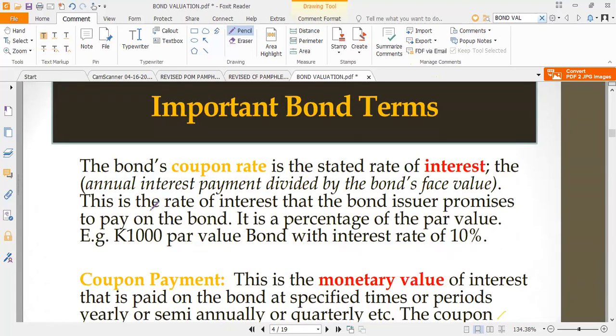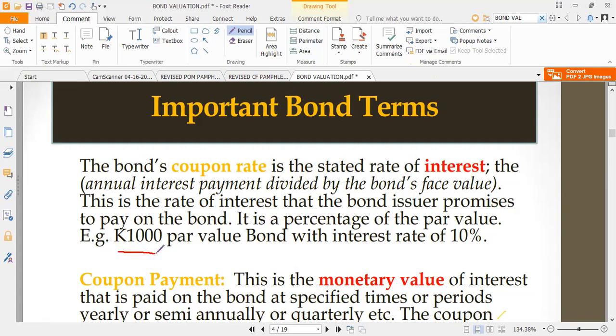So these terms that we're going to be using time and again include the coupon rate, which is simply the interest on the coupon bond. So the interest rate on a coupon bond is called the coupon rate. This is the rate of interest that a bond issuer promises to pay on a bond. It's a percentage on the par value.